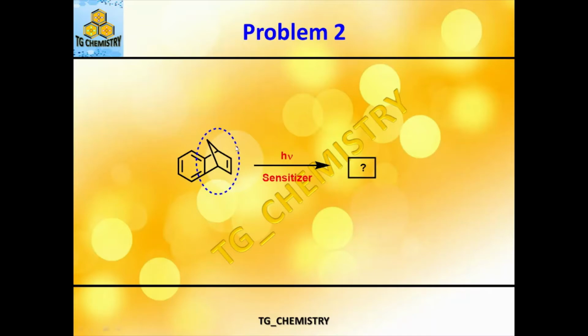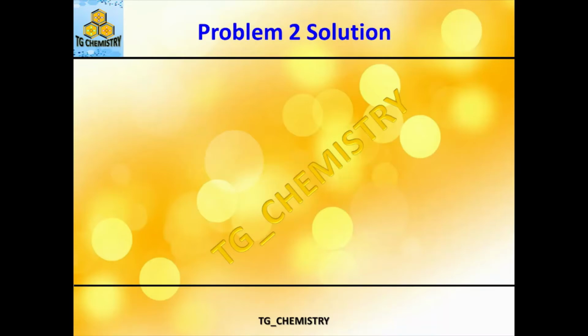and here you see that this can be considered a di-pi-methane system, and in presence of h nu and sensitizer, what should be the product? Okay, so this is of concern. So let's see how the reaction proceeds.